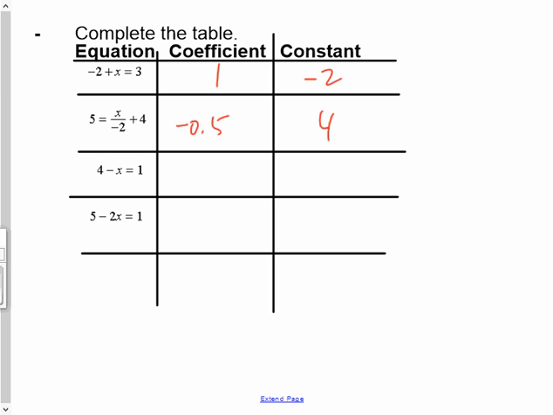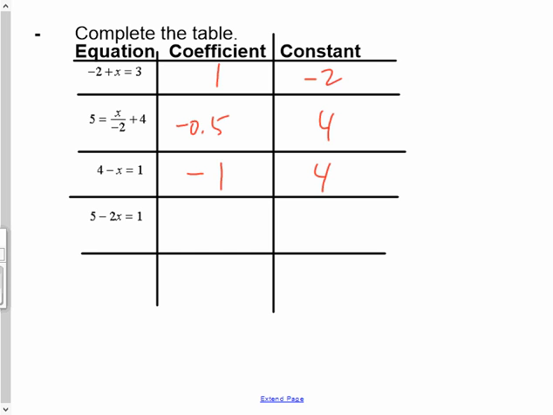What is your coefficient in the next one? How much x do you have? You have negative x, which means your coefficient, although not written, is a negative 1. It's a negative 1 coefficient. And what's your constant? A positive 4.